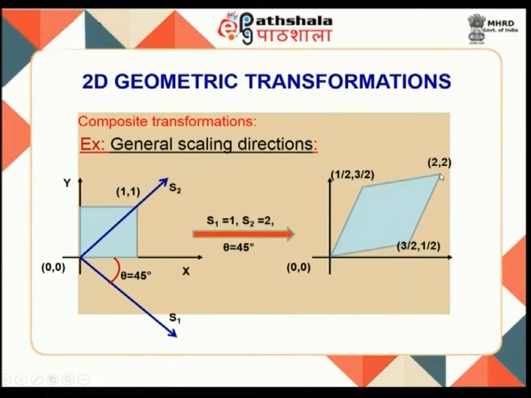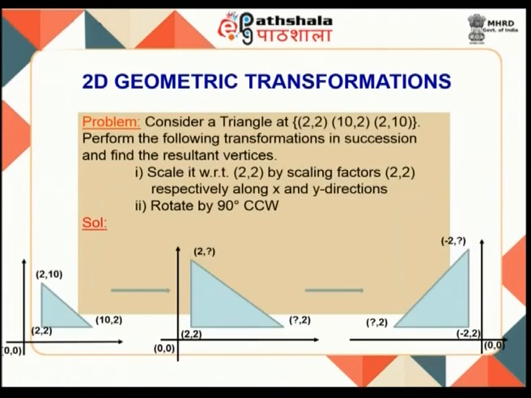The (1, 1) vertex has become (2, 2) now, because 2 is the scaling factor along that direction, but along the other direction, the other 2 vertices have become (1/2, 3/2) and (3/2, 1/2). So, this is actually a change in shape. That is what we have achieved here at the end.